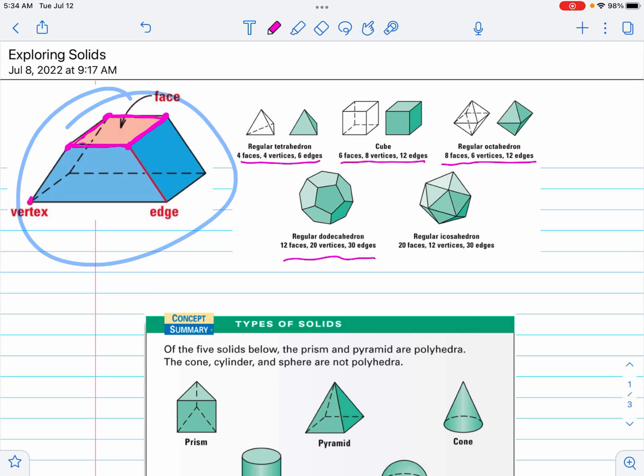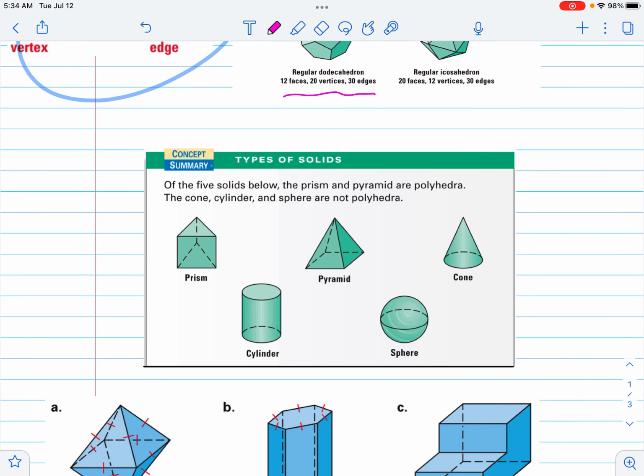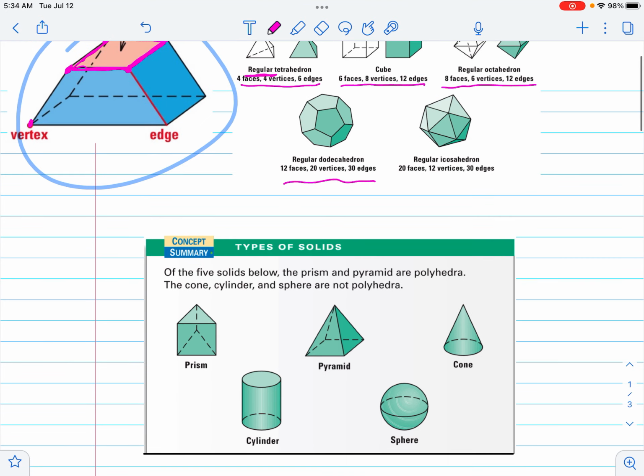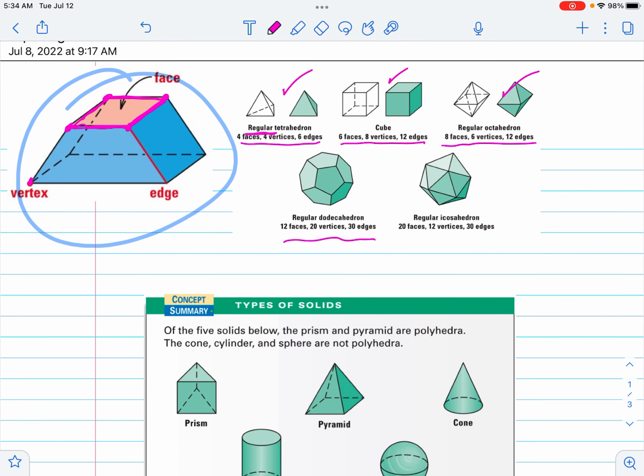Now, if these polyhedra are formed by regular congruent polygons, we say that they are regular. So we say they're regular when that happens. You can see here, this one's regular, and so forth. And of course the cube is regular.